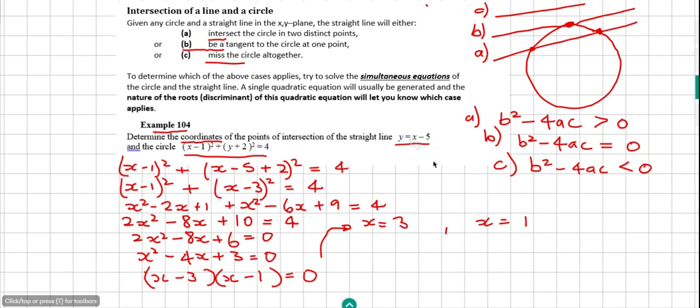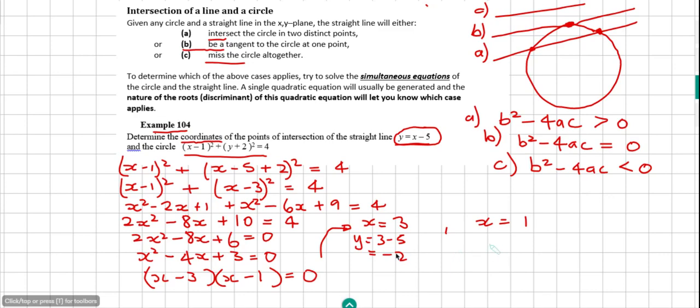So we can do that by just taking our linear equation here and substituting in the value of x. So for x equals 3, we'll get that y is 3 minus 5, which means that y is equal to -2.